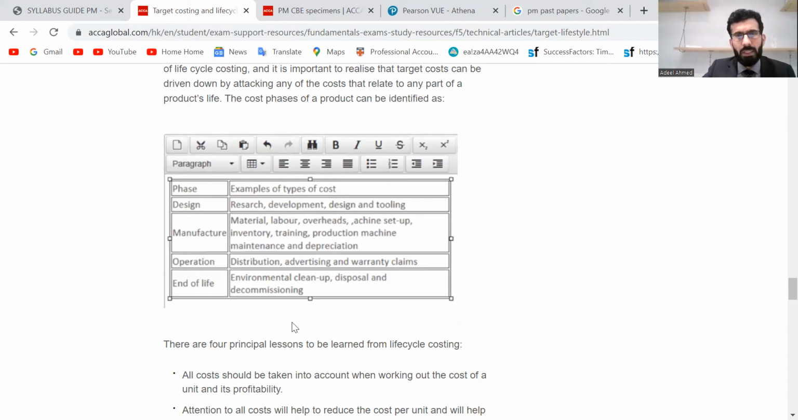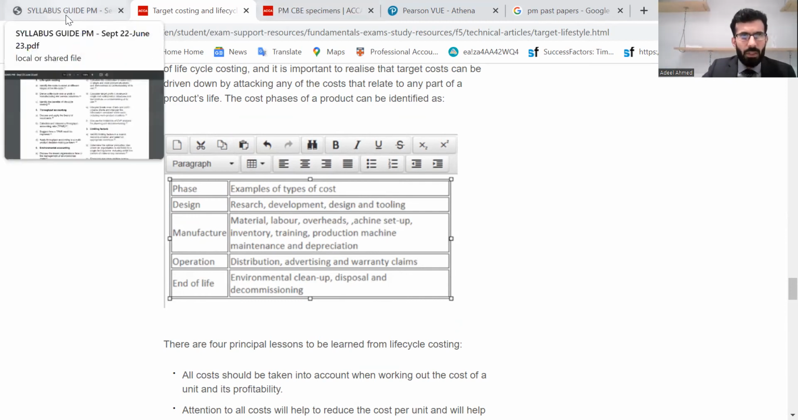This is something that you need to know from an exam point of view, related to the theoretical aspect. Also, it would be considered what the different costs are that are supposed to be incurred. And the costs incurred in manufacturing operation and end of life could be controlled if we pay particular attention at the design stage. This is something which is very important. It will affect the cost throughout the life cycle.